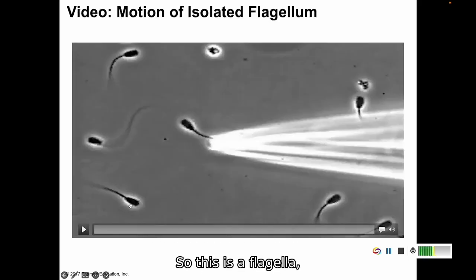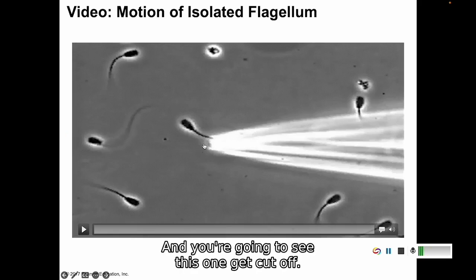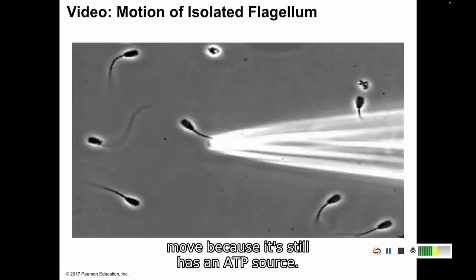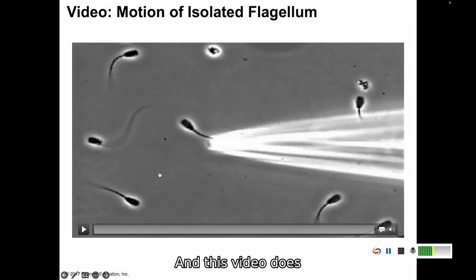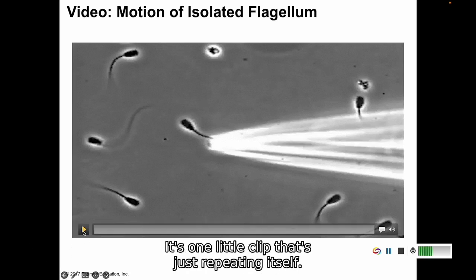So this is a flagella. These are a bunch of flagella on bull sperm. And you're going to see this one get cut off. But what's really interesting is that the flagella can still move because it still has an ATP source. And this video does recycle through as she's narrating it. So don't think that they were repeatedly cutting off a flagella or something. It's one little clip that's just repeating itself.